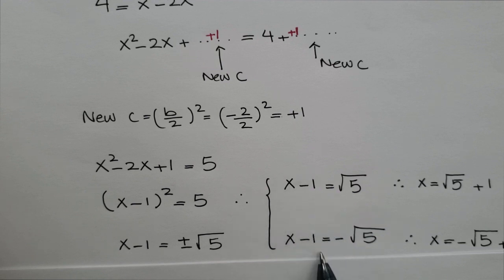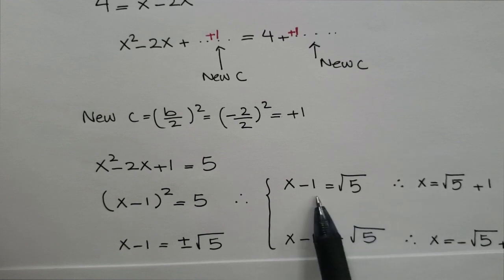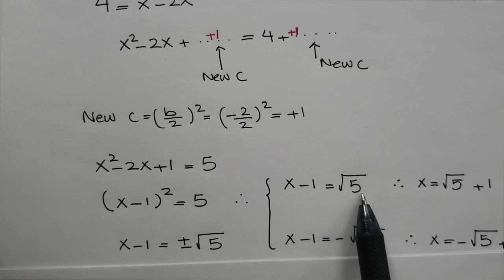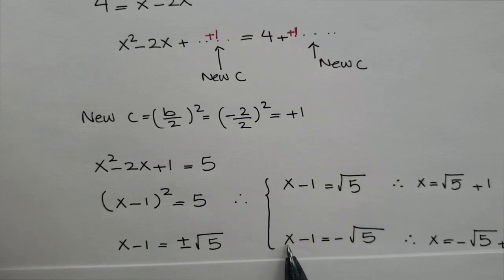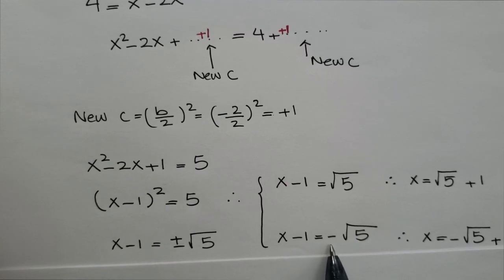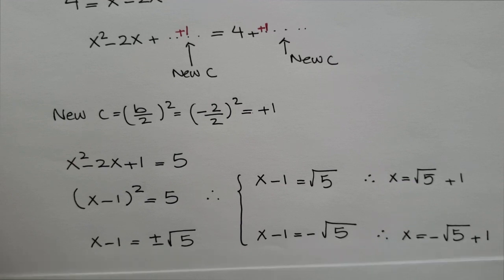So I would have two answers. X minus 1 is square root of 5. So the x would be square root of 5 plus 1, because the negative 1 will change its side, so flip the sign. The other answer would be x minus 1 equals negative radical 5, and then the answer would be negative square root of 5 plus 1. Again, the negative 1 will flip its sign because it's changing the side of the equation.